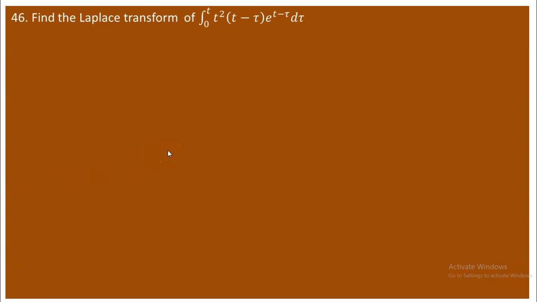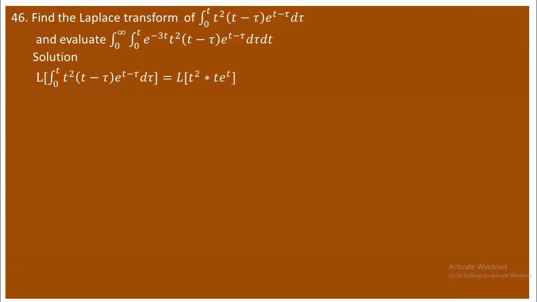Question number 46. It says find the Laplace transform for this particular integral expression. So how can we find that? This is basically obtained by using the concept of convolution. Based on the output, you are also asked to evaluate this improper integral. So the solution goes like this.